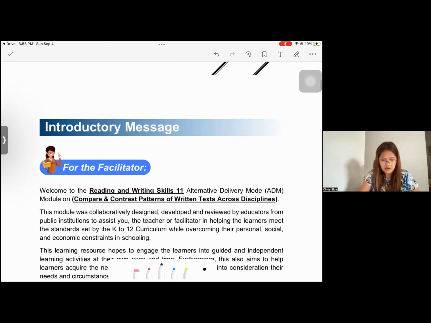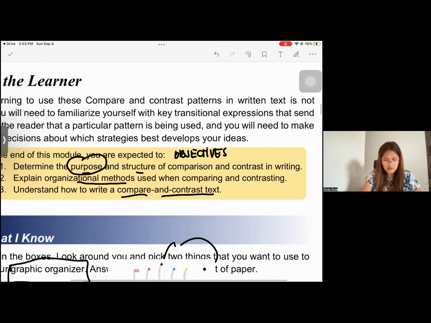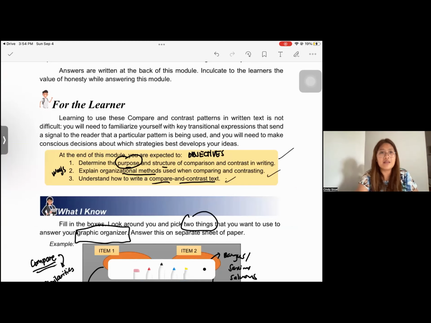So let's look at our objectives. Did we determine the purpose and structure of comparing and contrasting? Yes, we did. Were the organizational methods used when comparing and contrasting used? Yes. I mean, did we understand how to write compare and contrast text? Yes, we did. So with that, I hope you understand it.